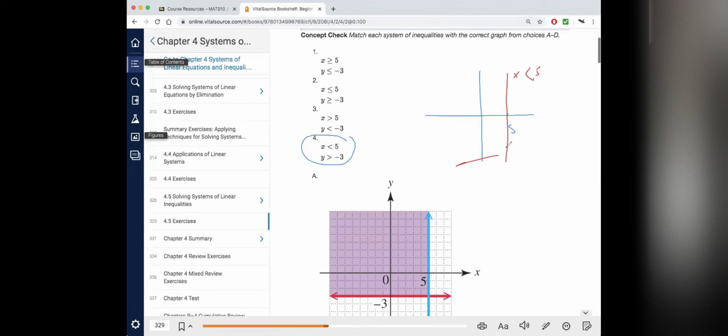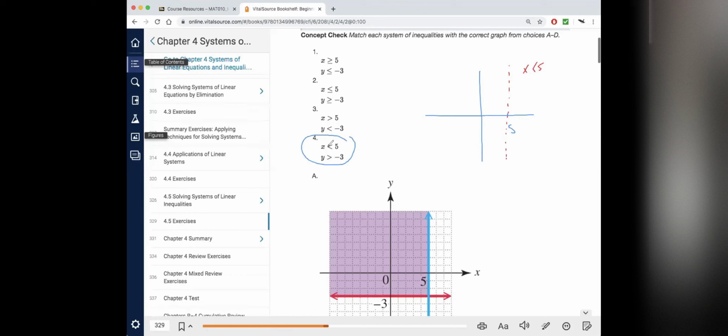So any number to the right of the line should be, actually, let me redo the line. The line should be dashed. We don't have "or equal to." So the line will not be solid. If you had it, the line would be solid like this. But it's not solid because it's just less than. So instead I'm going to use a dashed line like this, or a broken line. So this is the inequality, x less than 5.